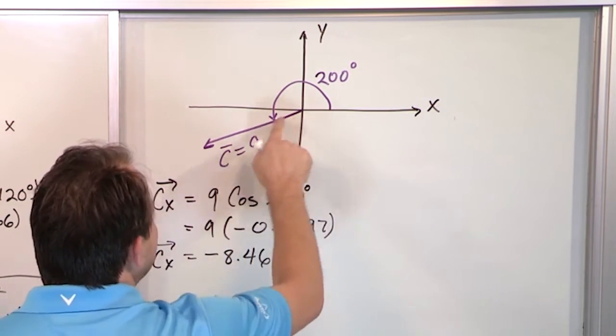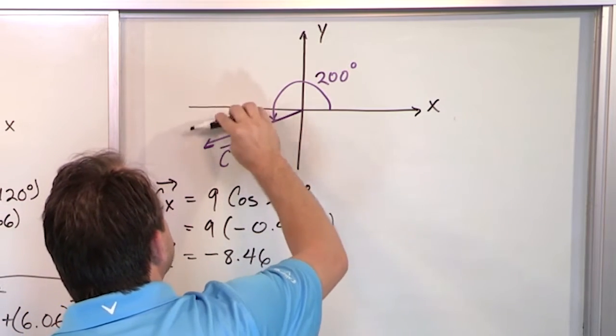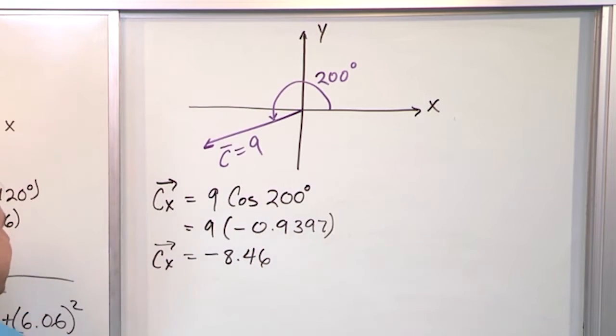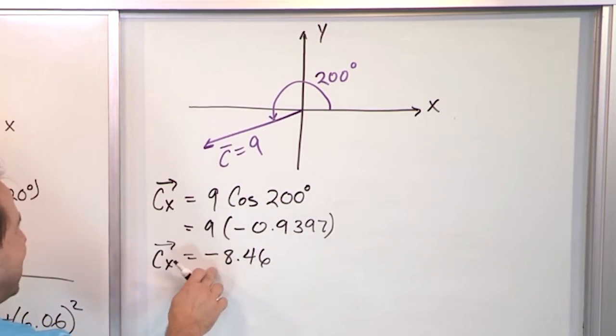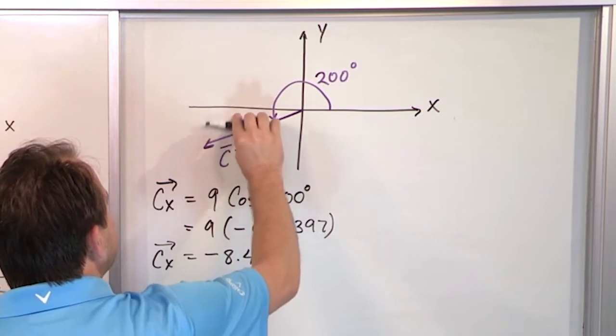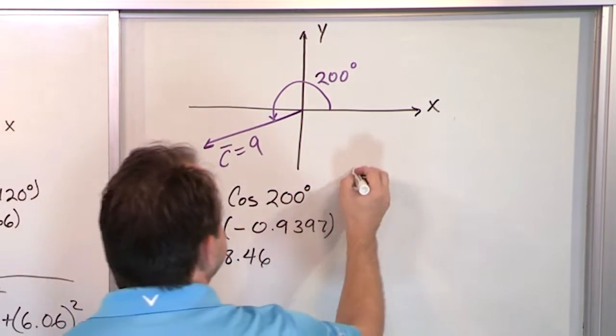Notice it's pretty close to 9. That's because this vector is very close to the x-axis. So most of the vector is going to be lying in the x direction. And notice it's negative. That makes sense because the arrow is pointing in the negative x direction. So you should have a negative x component. The projection should be going along this way.